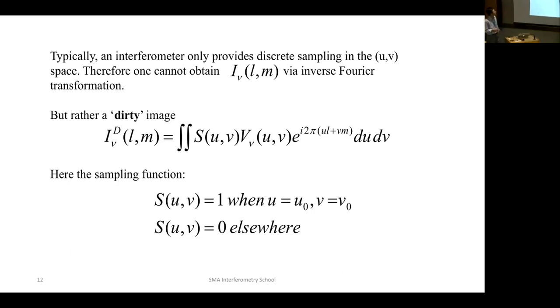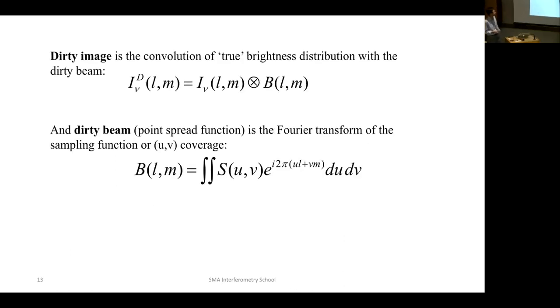So the question is, how do you actually increase this sampling? That is the idea of aperture synthesis here. So let's work out the Fourier transform. Qizhou already discussed this; you have the product of the two here. So actually, your dirty image is the convolution of your true brightness distribution with this dirty beam here.